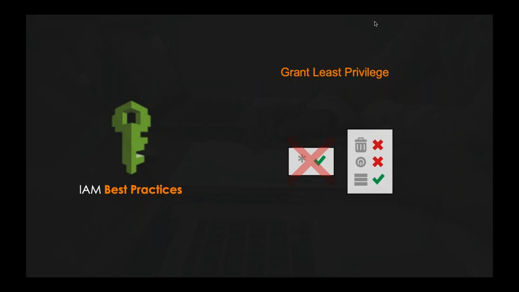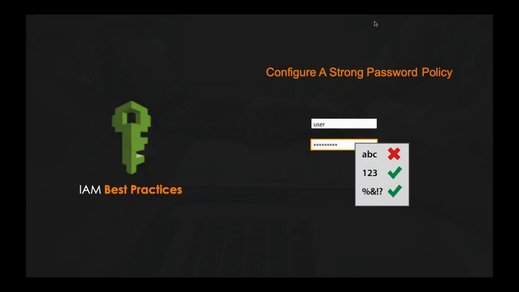Then grant least privileges, like the number of services they want to have access to only, you should grant the least privileges only. If the person wants to have only EC2 access, then you should give only EC2 access, S3 access, then only S3 access. Whatever the permission that you want to give, you should give it only for that particular service. Configure strong password policy. Just now we have seen one uppercase letter, one lowercase letter, expiration period, and etc.